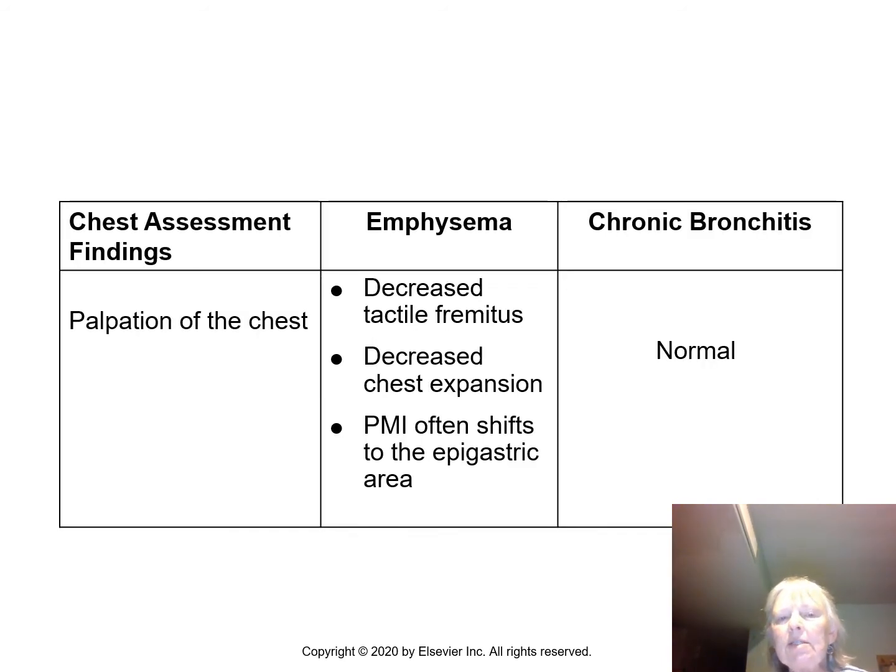You can see with the chest assessment findings, because of all the air trapping and emphysema, decreased tactile fremitus, decreased chest expansion, because of that hyperinflation, it keeps the chest expanded. That's why they have barreled chests. They lose the 45-degree angle of the ribs and they become rounded, okay? And then the PMI, which doesn't refer to Pima Medical Institute, it's actually the point of maximal impulse, will often shift downward into the epigastric area. And so you're listening, and if you're listening over that area, you can hear the heart sounds at that particular point.